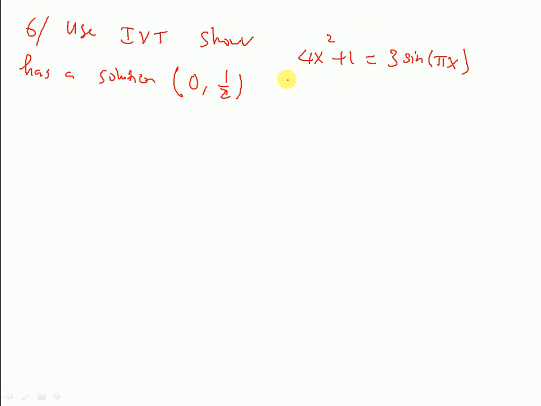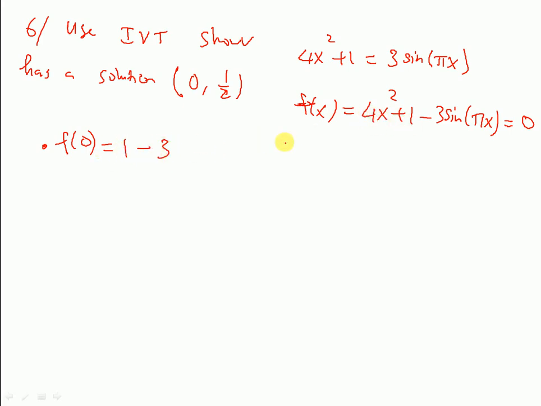Now we need to define that function first. So first, you want to make the equation equal to 0 on the right side. So I must bring the right side to the left side and make it become 0 first, and call that the function f, right? So x squared plus 1 minus 3 sine pi x, if I bring that to the left side, I have 0. So this is the function f. Now I want to check the value at the two endpoints. So the first one, f of 0, gives me 0 squared is 0, plus 1 is 1, minus 3 sine 0. That gives me 1, right? Because this is 0. The other endpoint is 1/2.